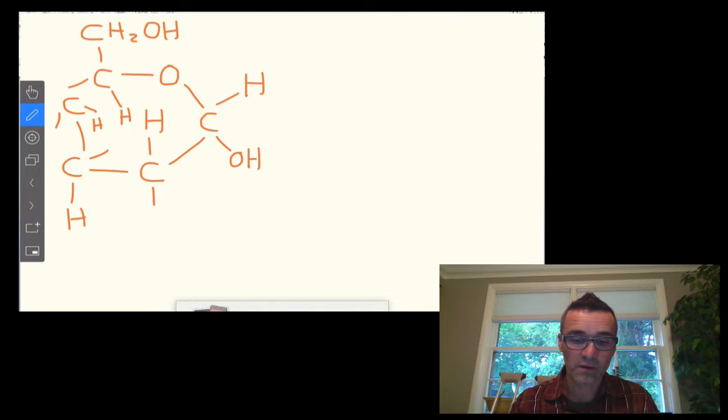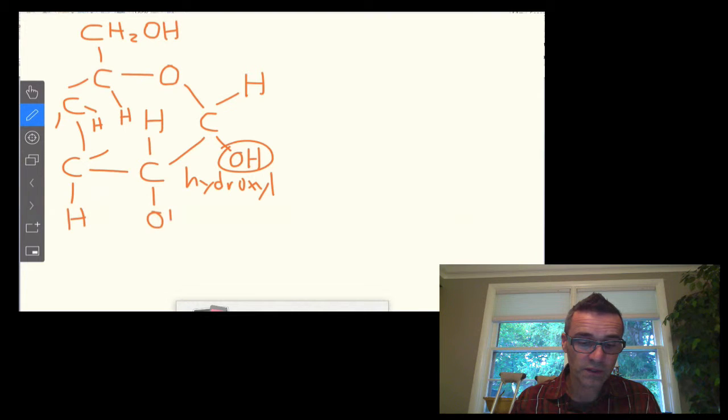And if you remember, this OH group is something called a hydroxyl. And so that hydroxyl group is really important. It's a functional group. It's what defines how this sugar will interact with other things, in this case glucose. And so you'll see that there are a bunch of hydroxyls attached to this ring. Now, where they're attached is actually pretty important, as you'll see very soon.